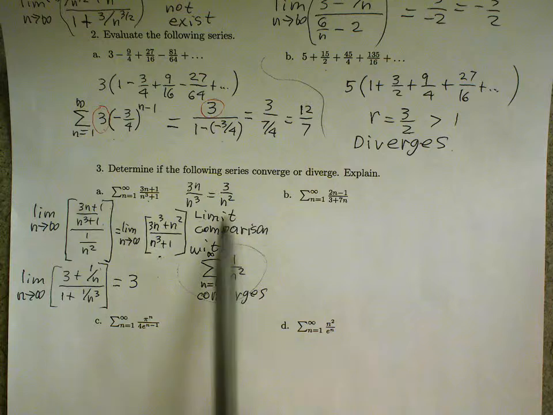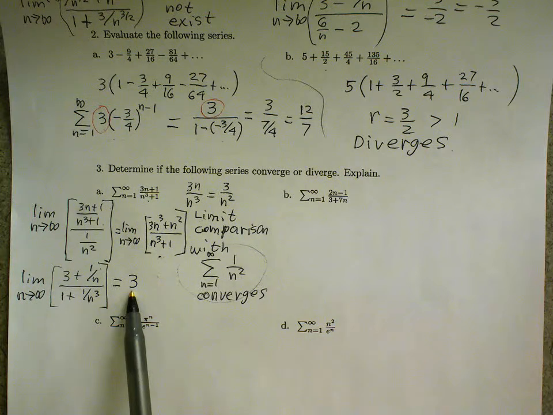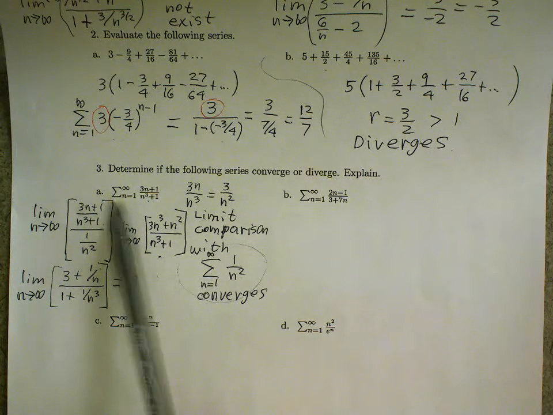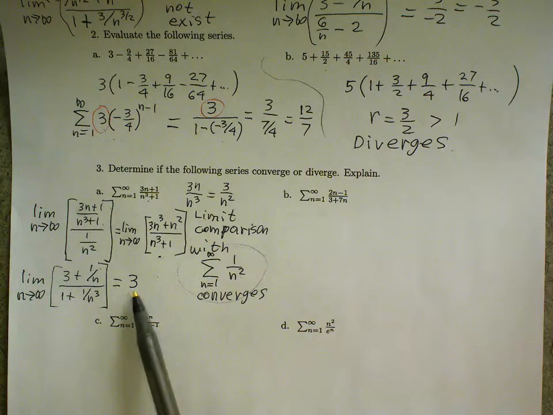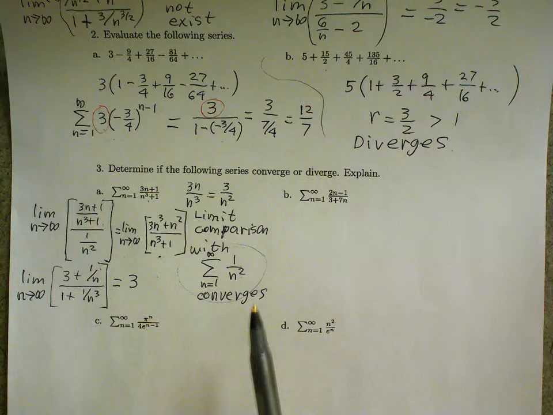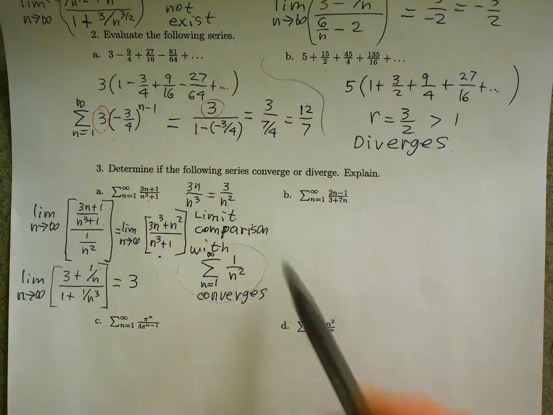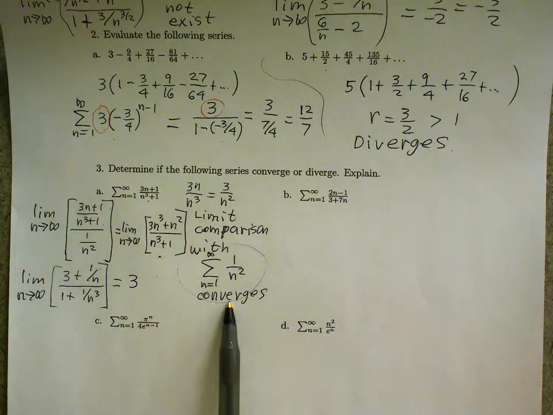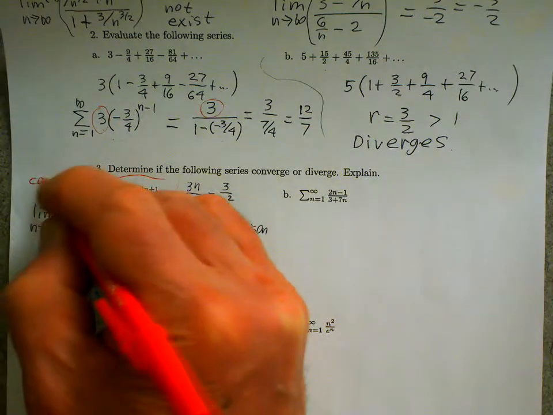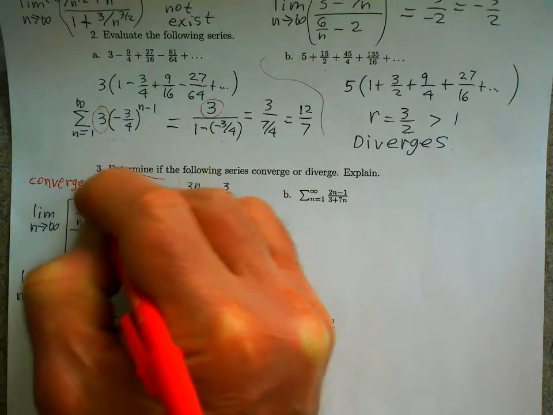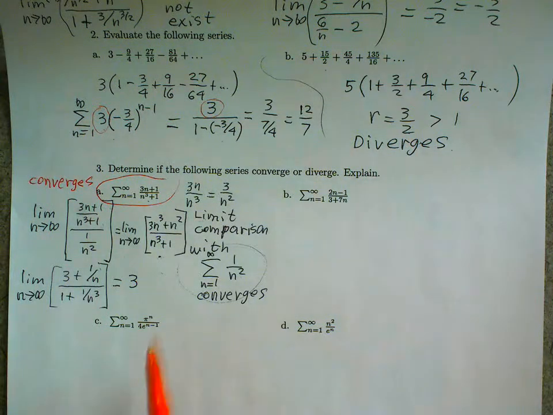And according to the limit comparison test, if the limit of the ratio of the terms from the sequences is a positive number, then both series are either convergent or divergent. Since we know that the series of the terms 1 over n to the second converges, then we also know that the original series converges by the limit comparison test.